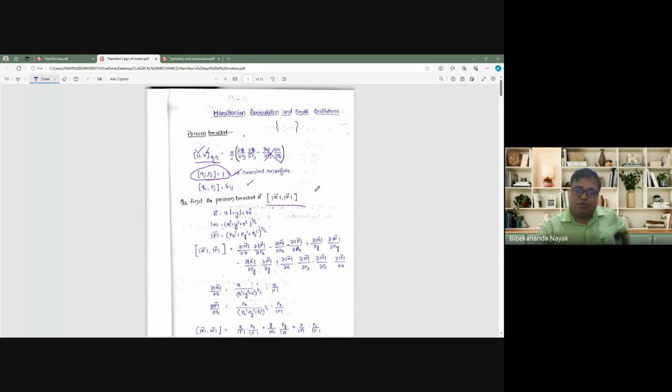Here also, the Poisson bracket, in quantum mechanics, it is called the commutator. So in quantum mechanics, this Poisson bracket is known as the commutator. We only multiply i h cross with it, and the commutator is equal to i h cross into the Poisson bracket. So here the Q, P Poisson bracket is 1. In quantum mechanics, the commutator of Q and P is equal to i h cross.